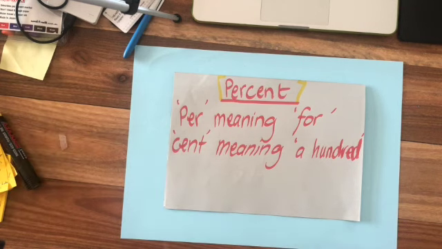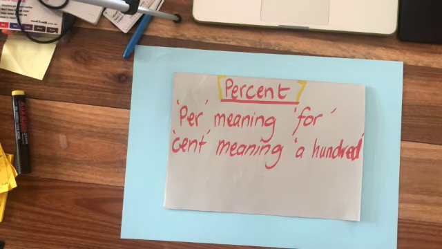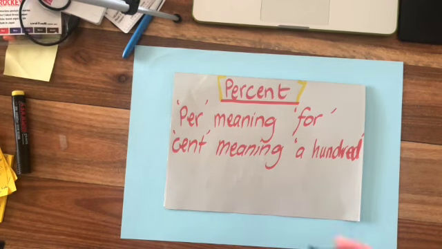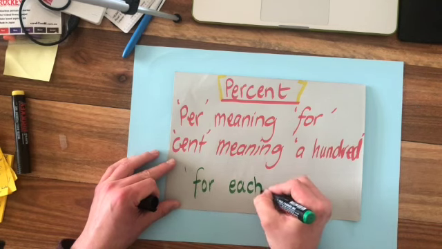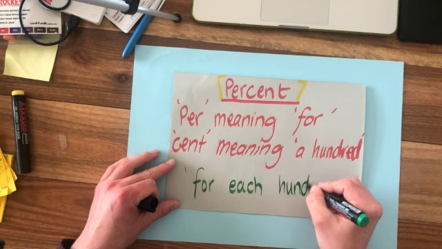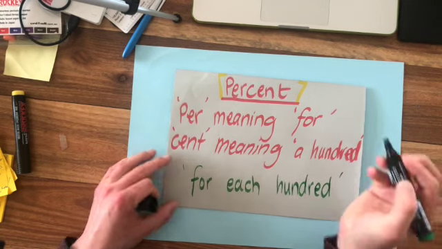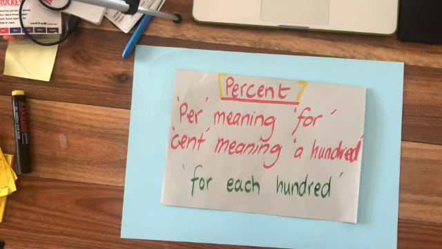Now, if we look at the word percent, the definition below, please pause and write this in your book if you would like. Percent actually comes from two Latin words, one meaning per and cent. The first one, per, meaning for, and cent, meaning 100. So we can literally say that percent means for each 100. Now, it's really important that you remember this term because that's what percent means, for each 100.